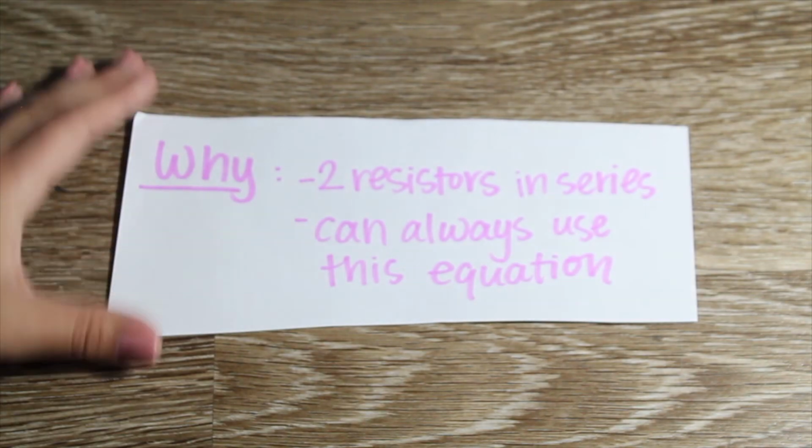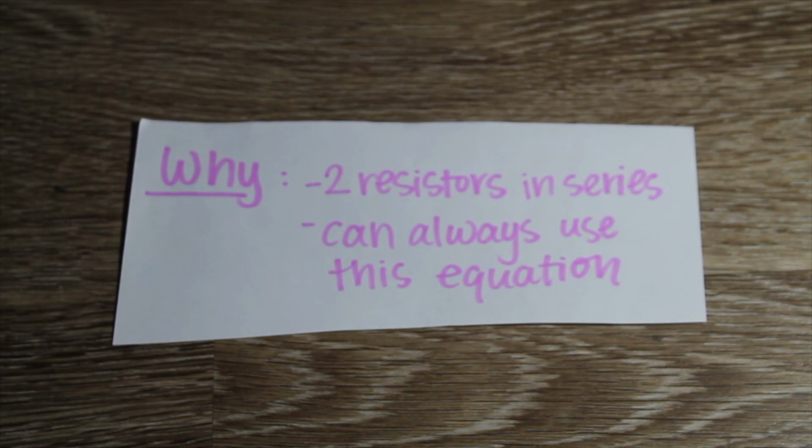So why did we do this? We can always use this equation when we notice that we have two resistors in series with a voltage source and we want to find the voltage through one of the resistors.